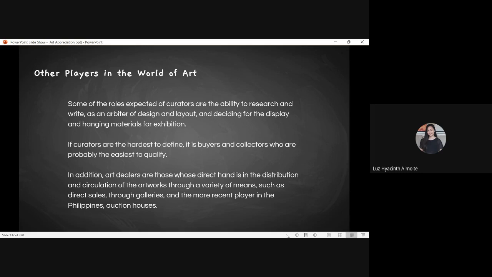So again, we already mentioned the curator, the collector, buyer, and also the art dealers. So these are the other players in the world of arts. There are some overlaps in the way buyers, collectors, and dealers operate and behave. This is understandable, perhaps especially in the Philippines where delineation of roles is a bit ambiguous. There are many other roles that are nonexistent in the art world today, and there seems to be no stopping of the cropping up of new ones.